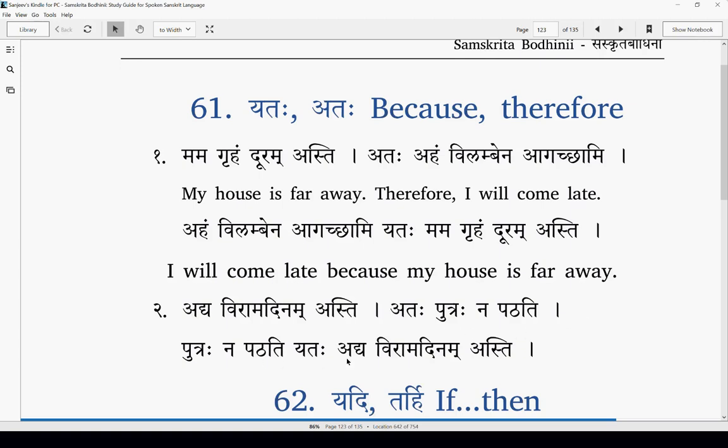Son is not reading because today is a break day. So in Nirmala Bhagini's case also you can use something if you have a reason. Agrima saptahe mama gruhe samskaarakaryam bhavati ataha prayena vargam na agacchami. Like that.